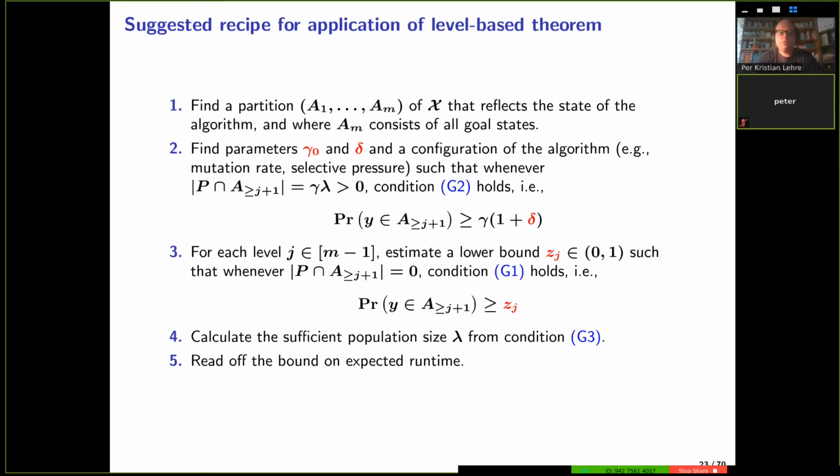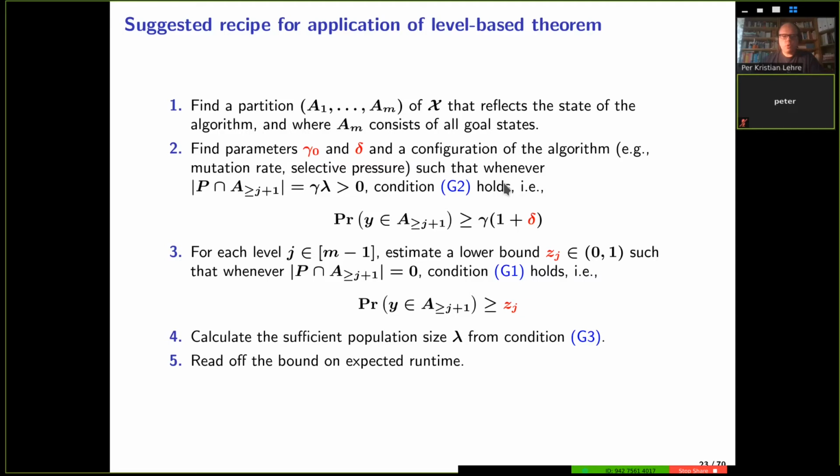Then we suggest that you start by trying to see if condition G2 is verified. It means that you need to try to choose parameters gamma naught and delta. You might also have to configure the algorithm by choosing, let's say, mutation rate and selective pressure, such that condition G2 is true. So assuming that you have gamma lambda individuals in the level above the current level, then in the next generation you obtain a new individual in the next level, j plus 1, with probability at least gamma times 1 plus delta. This is typically where you have to tune the selective pressure and the mutation rate.